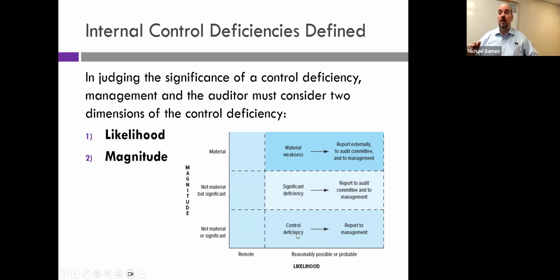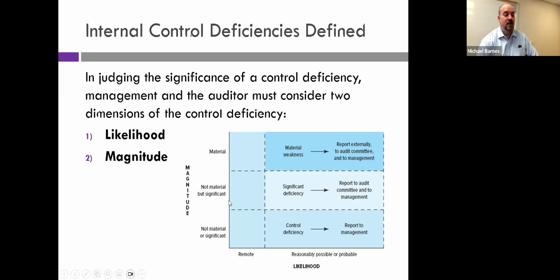Now, if we assume that there's a reasonable likelihood of a deficiency, that's when we start determining the magnitude of the deficiency. If it's a small deficiency, like, if this deficiency left unchecked will result in a misstatement of 1 cent, that's where we'd say there's a problem, but it's not a very big problem. So we just categorize this as a control deficiency. We tell it to management, and management would have to correct the problem.